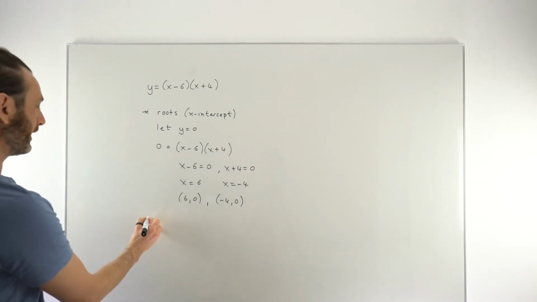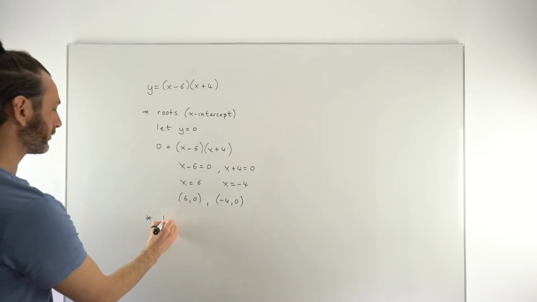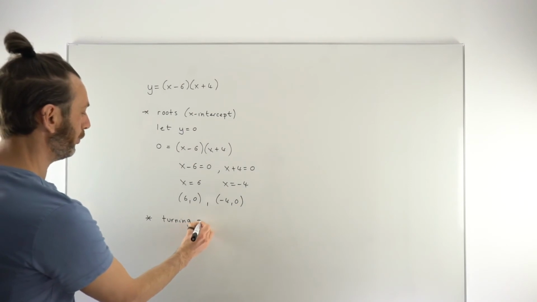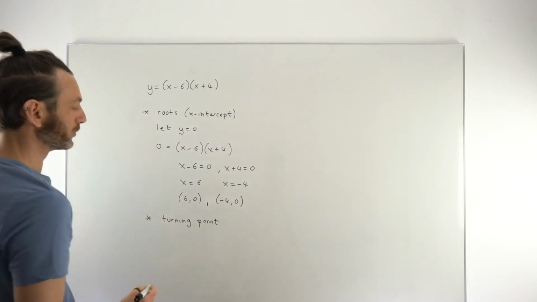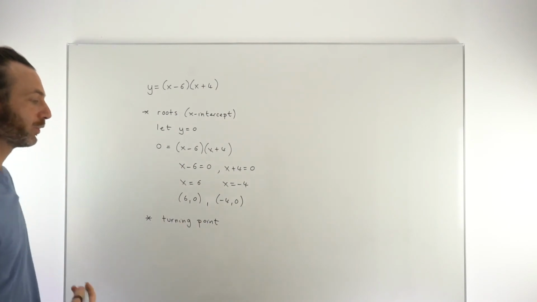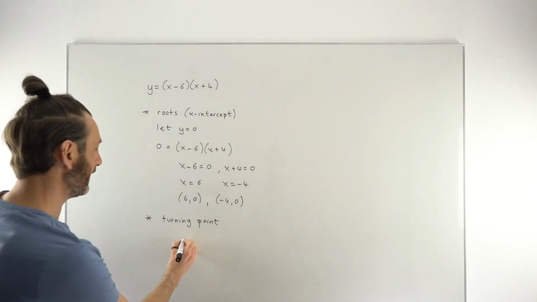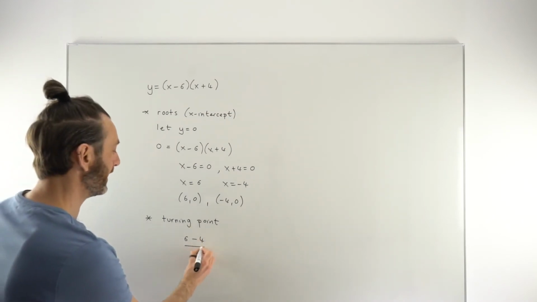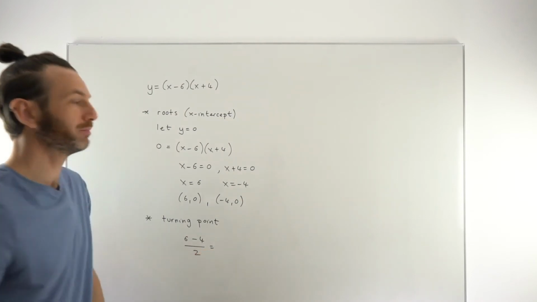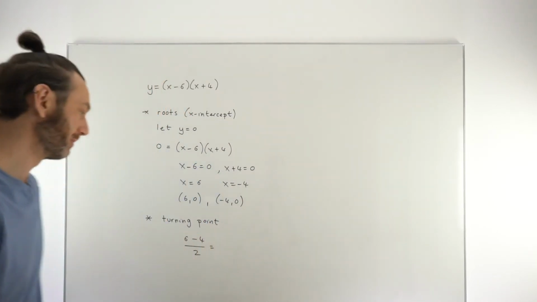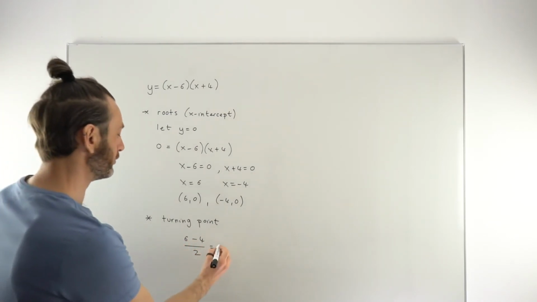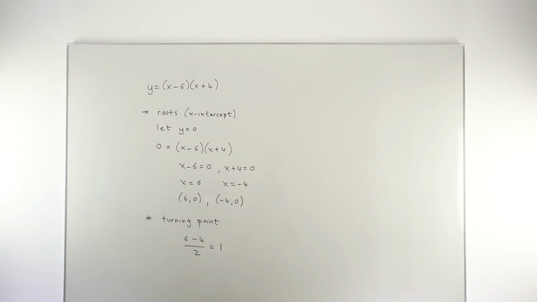The next thing I'm going to do is the turning point. So the turning point, remember, by the symmetry of these parabola graphs, always lies right between the two roots. So between 6 and negative 4. So how do we actually find that? Well, just take the two numbers and add them together. So 6 plus negative 4, which is just 6 minus 4, and just divide by 2 to find essentially the midpoint, because the turning point always lies right between the roots. 6 minus 4 is 2, divided by 2 is 1. So that tells us the x-coordinate of the turning point is at 1.